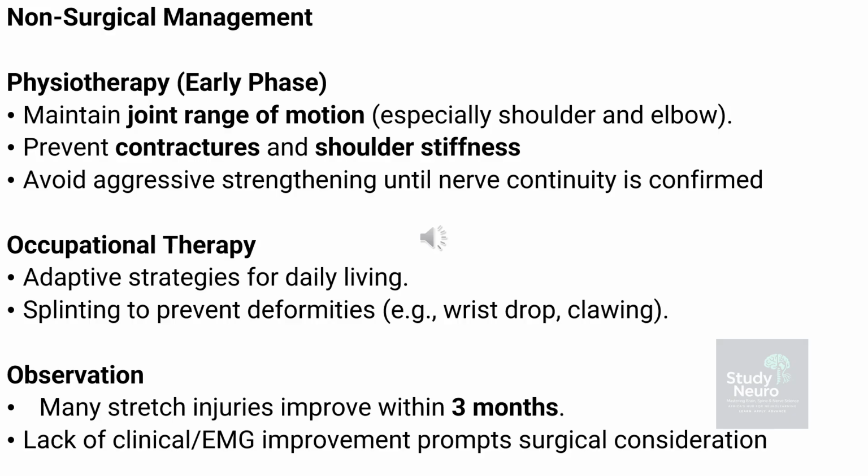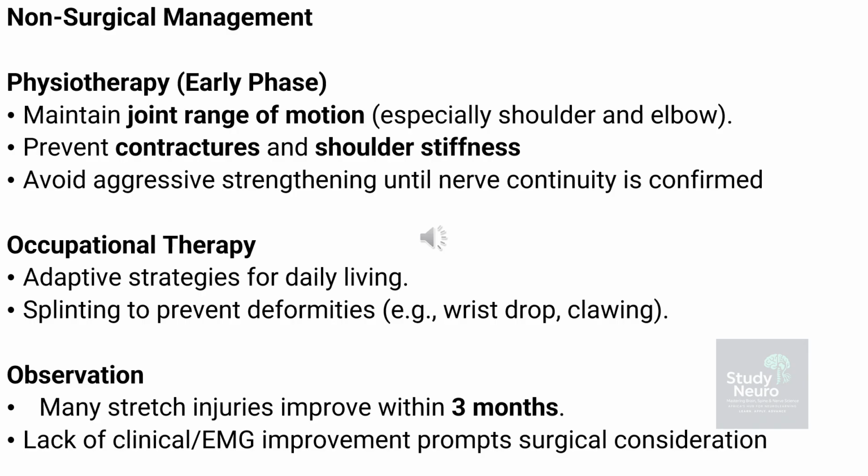After a brachial plexus injury, recovery often starts with careful, non-surgical strategies. The focus is on keeping the joints moving and flexible to prevent stiffness or deformities, while holding off on any strong exercises until it's clear the nerves are intact. Patients also learn practical ways to manage daily tasks safely, and supportive devices like splints can help prevent problems such as clawed fingers or wrist drop.